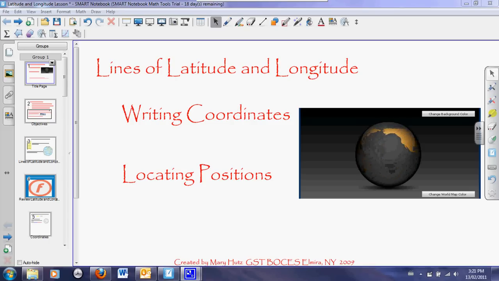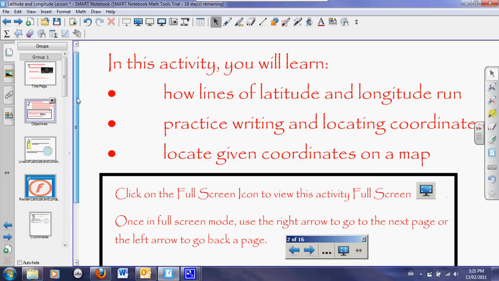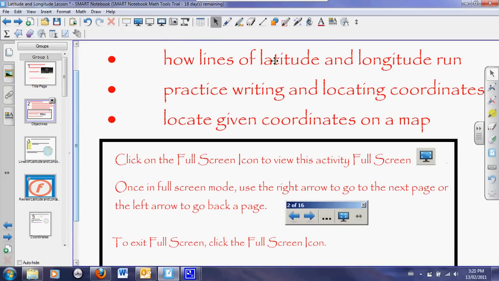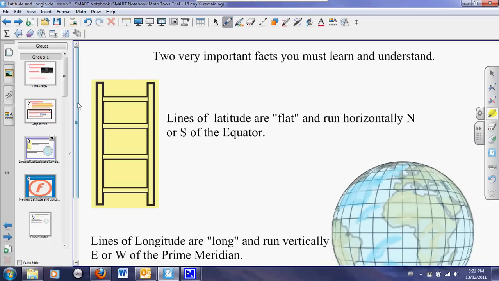Our next lesson in the Social Studies A Geography unit involves latitude and longitude. The learning outcomes are basically we need to know which direction they run, and that's the first one. The second one is knowing how to write and locate coordinates. And then the last one is if we're given a set of coordinates, we need to be able to find them on a map.